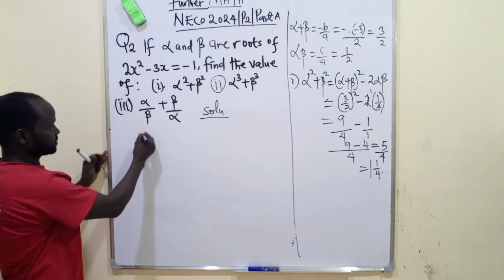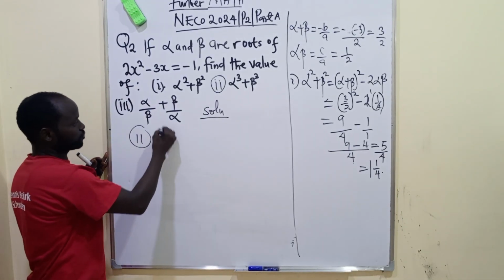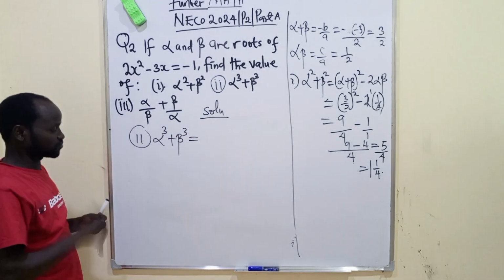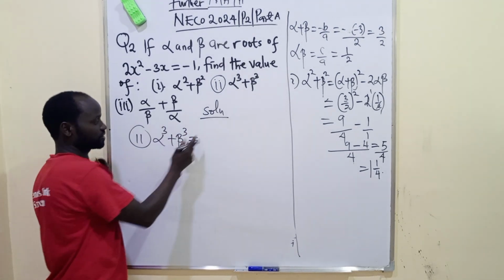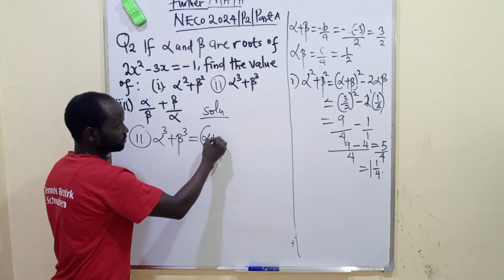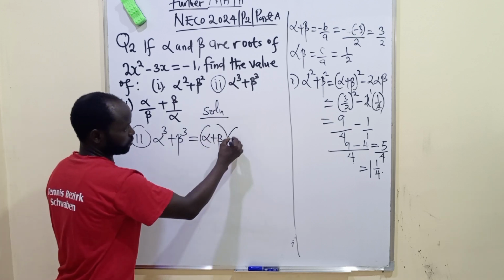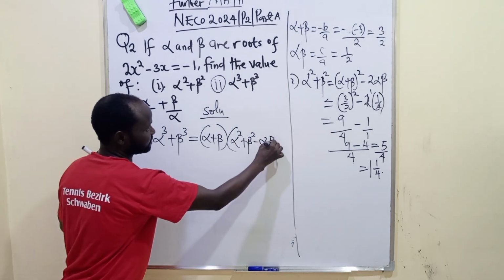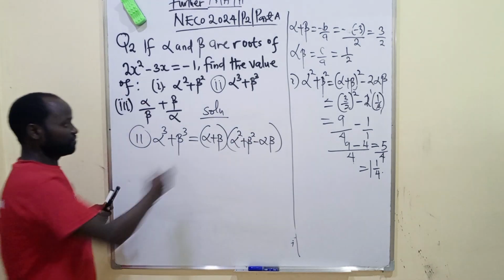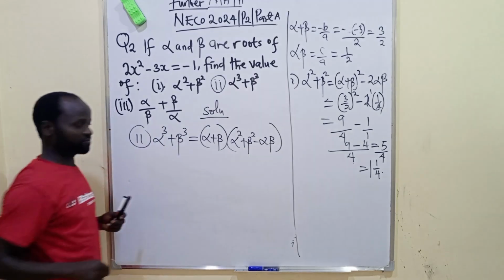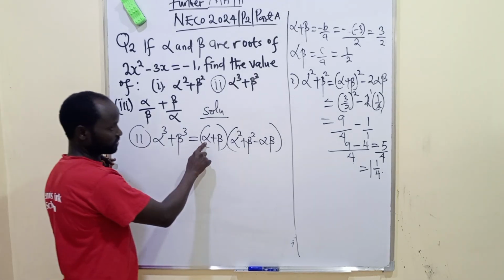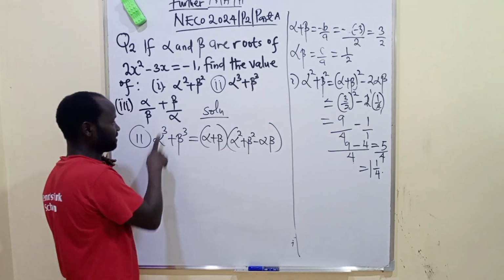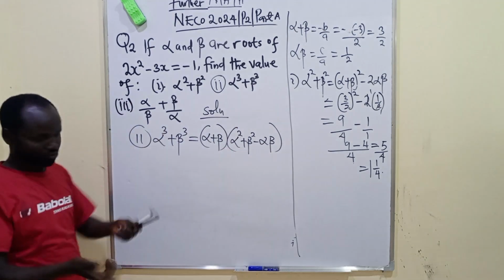The question is given as alpha cube plus beta cube. We have to recall the identity here as well. So this alpha cube plus beta cube is the same thing as alpha plus beta, bracket open, alpha square plus beta square minus alpha times beta. It means if we expand this, we'll get this back. That's what it means. If you multiply alpha times the whole of this, then beta times the whole of this, at the end of the day, you get alpha cube plus beta cube.